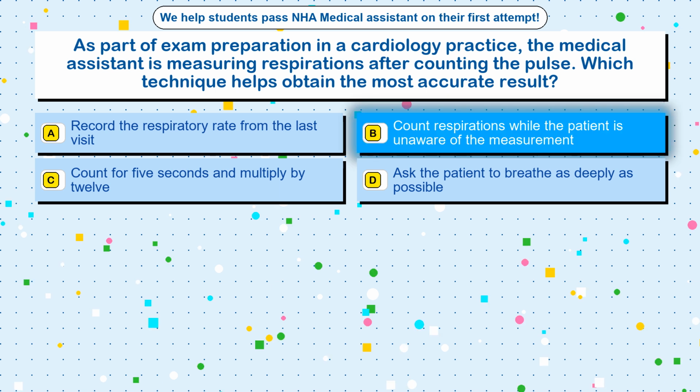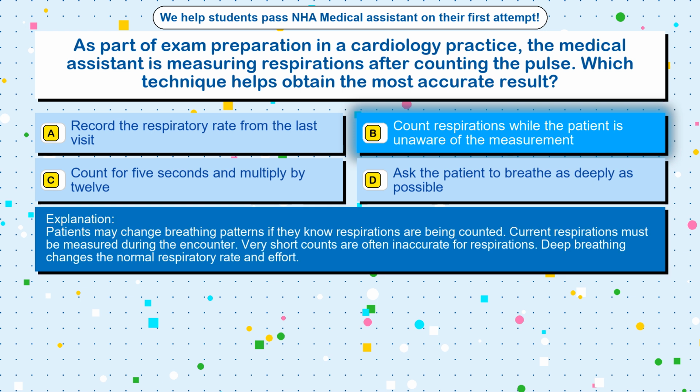The correct answer is option B, count respirations while the patient is unaware of the measurement. Patients may change breathing patterns if they know respirations are being counted. Current respirations must be measured during the encounter. Very short counts are often inaccurate for respirations. Deep breathing changes the normal respiratory rate and effort.